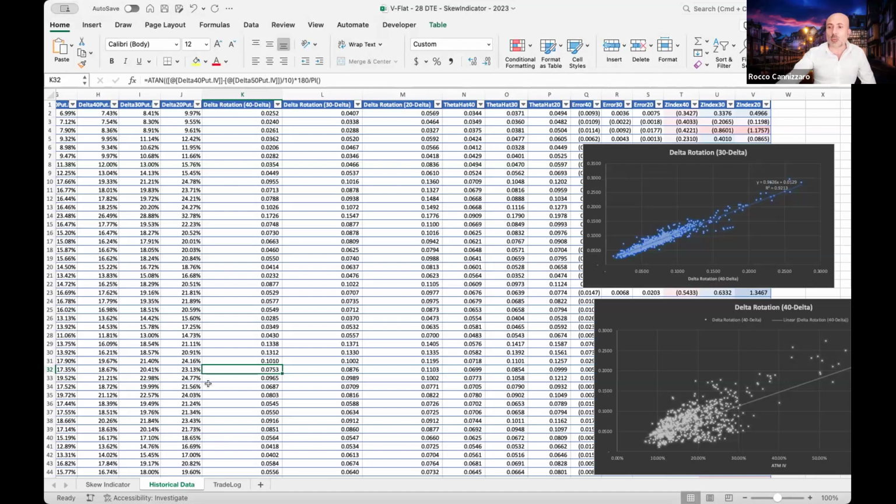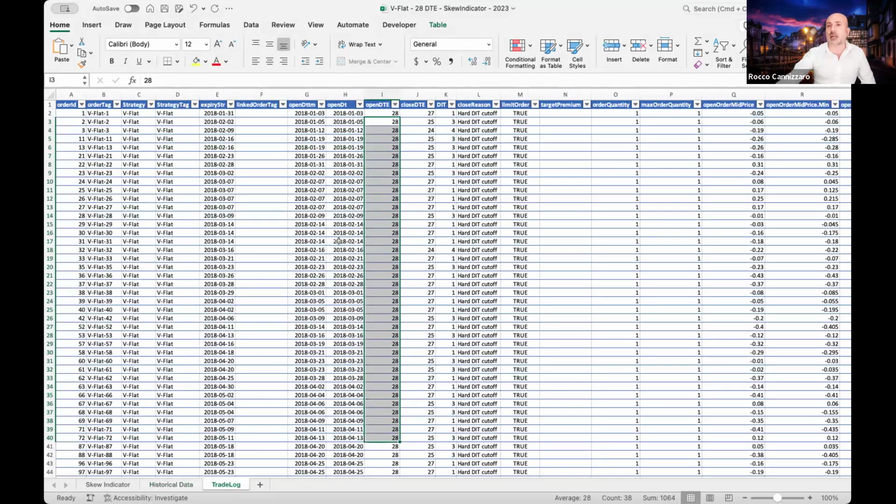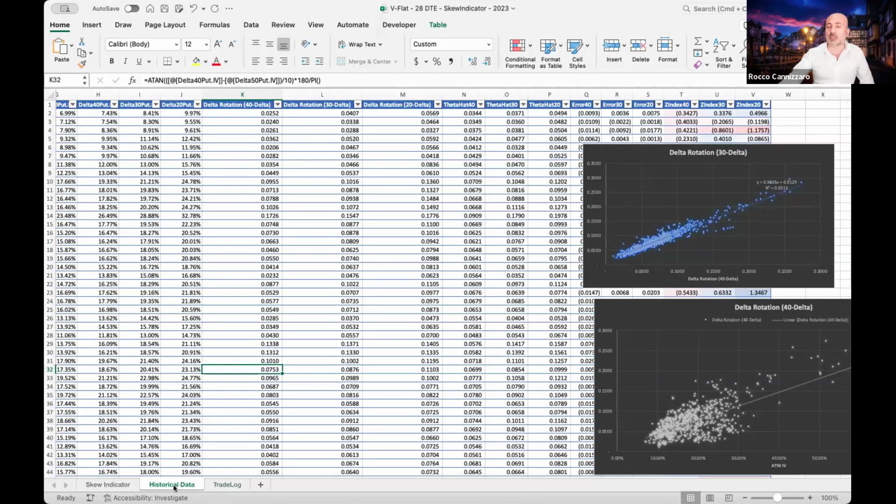So what I did was look at a broken wing butterfly with a specific expiration and specific strikes, with specific deltas. So this was 40 delta, 40, 30, and 20. Essentially, I looked at the volatility at the time of entry of those three strikes: the volatility at delta 30, at delta 40, at delta 20. And I measured the rotation with respect to the at-the-money volatility at the time of entering that particular trade.